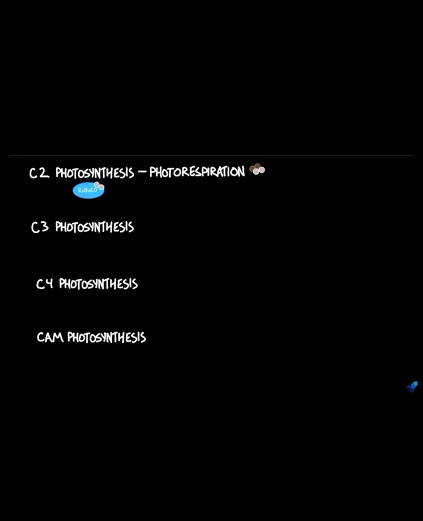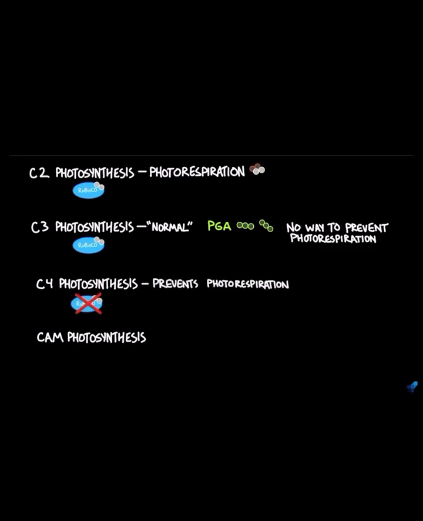Now C3 photosynthesis is normal photosynthesis where 3-carbon PGA is produced and used to make glucose. The majority of plants are C3 plants, which have no evolutionary characteristics to combat photorespiration. And then there's C4 photosynthesis, and the whole point of C4 photosynthesis is to prevent photorespiration.